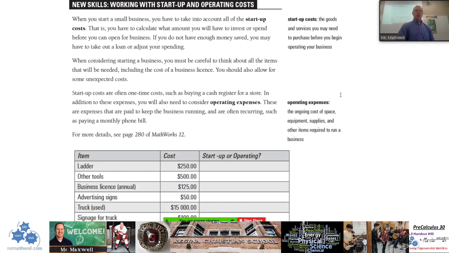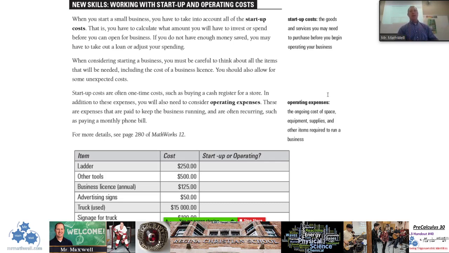Okay, startup costs and operating costs. Two important things to know. A startup cost is a cost that occurs at the very beginning, like buying equipment, getting a license to do business, that sort of thing, buying a vehicle. If you're going to do lawn care or something, you need to buy a lawnmower, maybe some chemicals, maybe some other tools. So these are the things that you need at the very beginning to start doing your business.